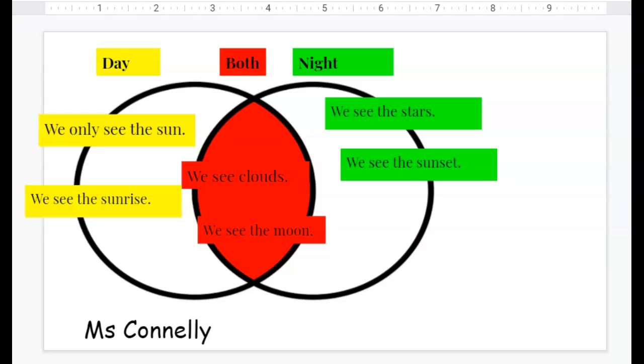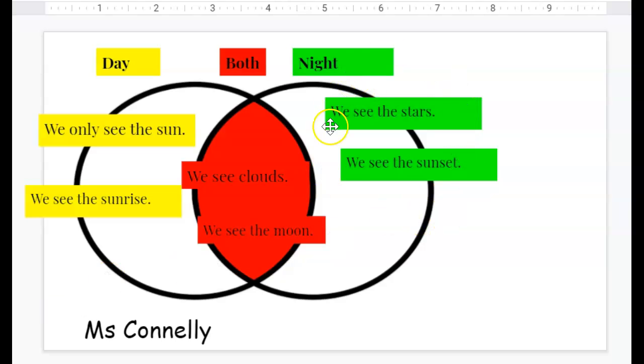Okay, boys and girls, now that you've had time to have conversations, let's take a look at the Venn diagram. These are some things that Miss Conley thought of, but you might have thought of something different. I know in the daytime, we only see the sun. We do not see the sun at night. I know in the daytime, we see the sun rise. That's actually the start of a new day when we see the sunrise.